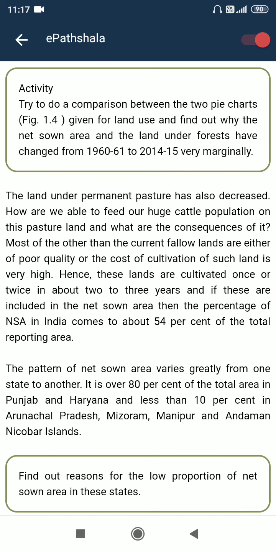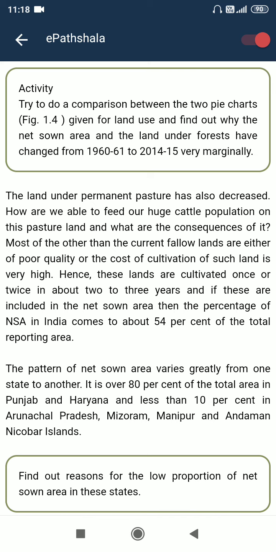Activity. Try to do a comparison between the two pie charts given for the land use and find out why the net sown area and the land under forest have changed from 1960-61 to 2014-15 very marginally. The land under permanent pasture has also decreased. How are we able to feed our huge cattle population on this pasture land, and what are the consequences of it?